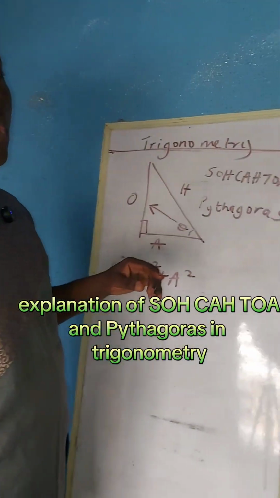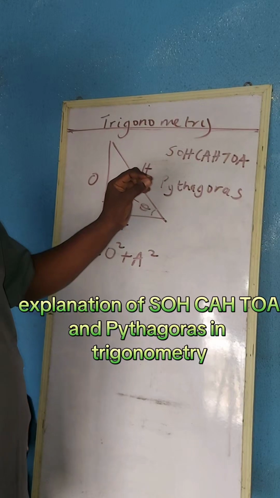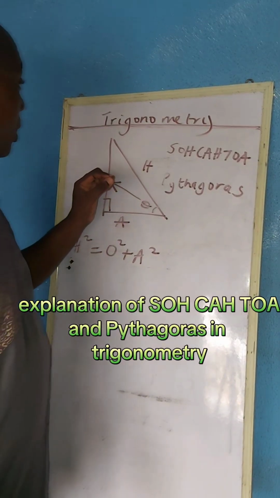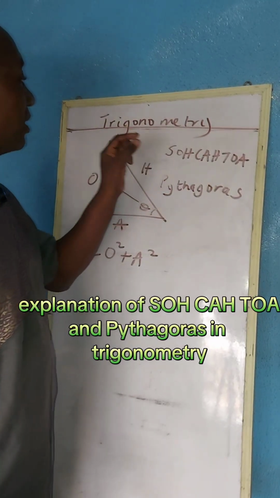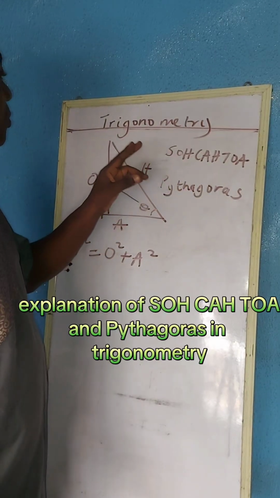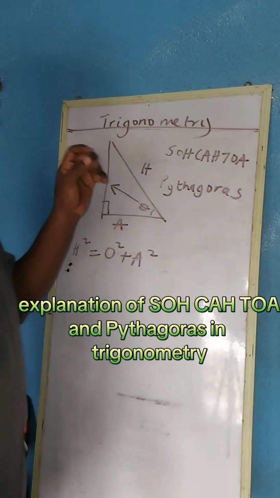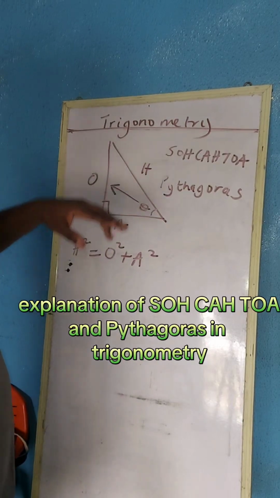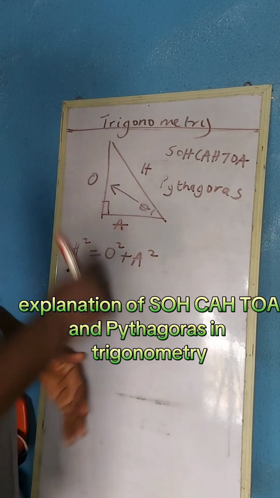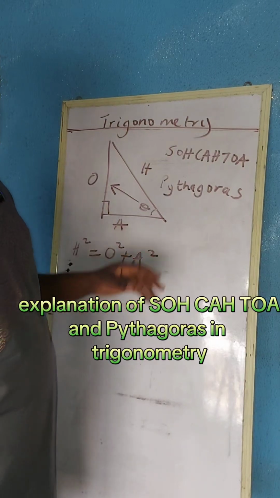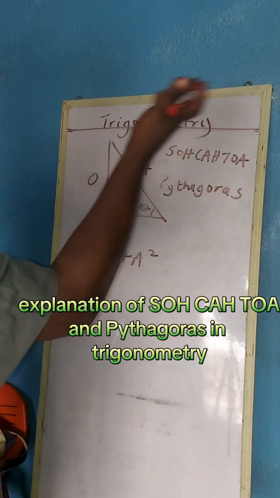The next one is CAH, cosine, which is cos theta, equal to adjacent over hypotenuse. While the last one, TOA, is opposite over adjacent. That is concerning that one.